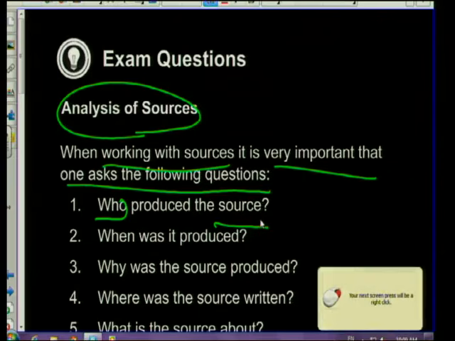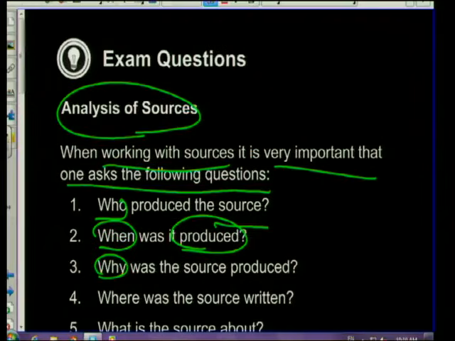Then, when was it produced? In that instance, we're looking at which time. It could be a date, it could be a day, it could be a year that was mentioned. So we're looking at when was it produced.